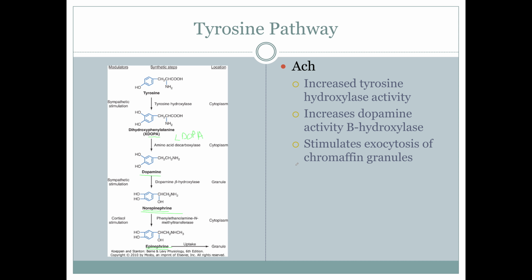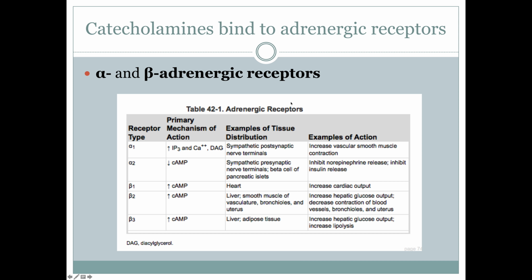All right, so acetylcholine stimulates the exocytosis of the chromaffin granules, and whenever a cell contains granules, as you probably learned in micro, granules are just vesicles filled with things, so whatever is inside of them can be released. For chromaffin cells, it's going to be eventually epinephrine or norepinephrine. Beautiful. So that's your medulla.